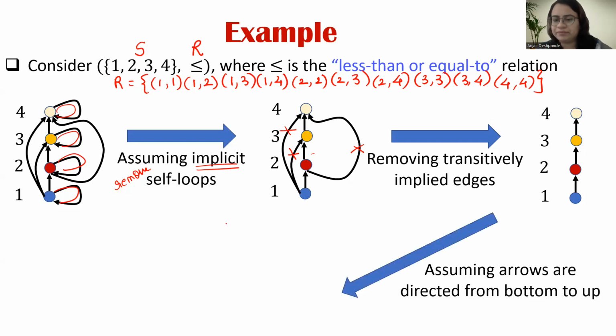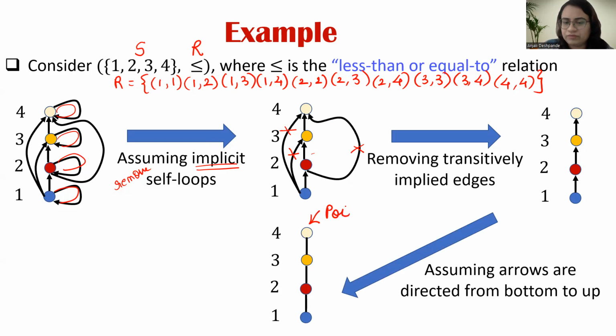So now the next step is you have to assume the arrows are directed from bottom to top. So you also remove the arrows. Now your diagram will look like this. So these are points, not vertices.